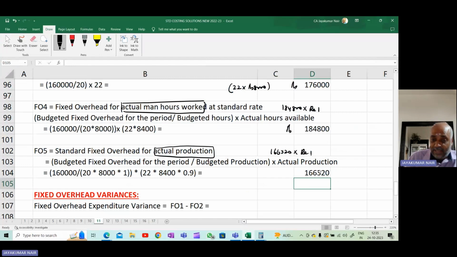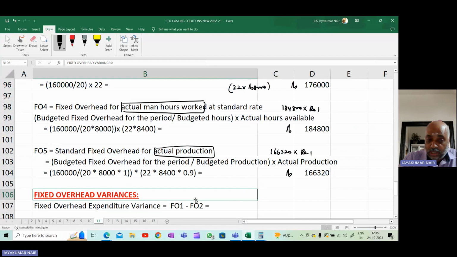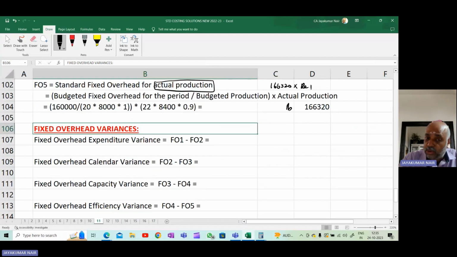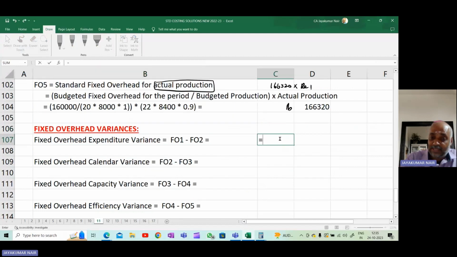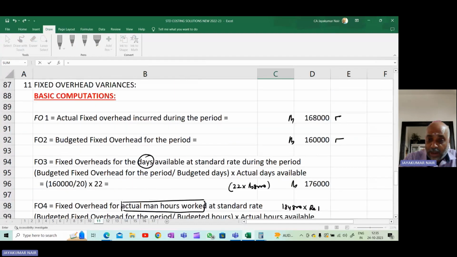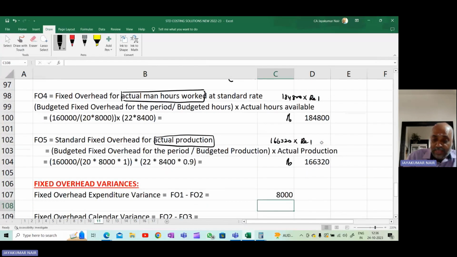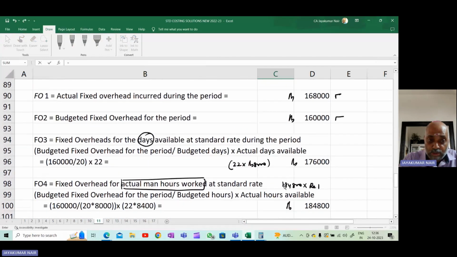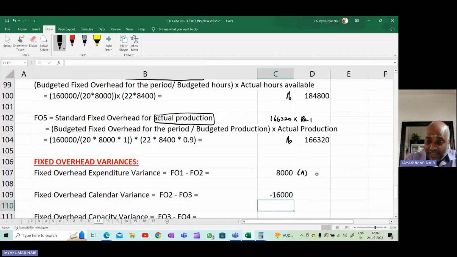1,66,320 is FO5. So now we can compute the fixed overhead variances. How do you calculate? Expenditure variance is equal to FO1 minus FO2. Now it is positive, therefore adverse. Second one, FO2 minus FO3. It is negative, therefore it is favorable.